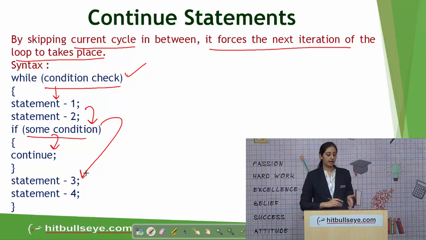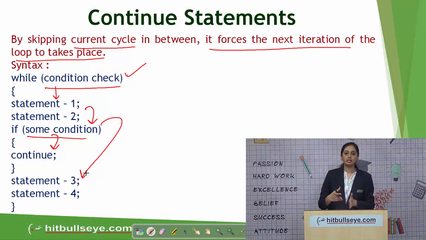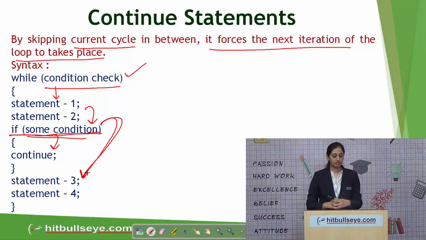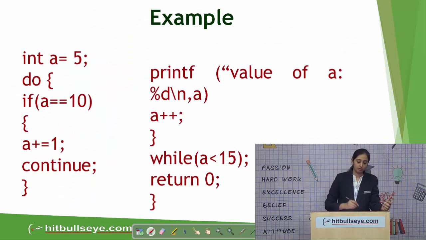So this says that in the while loop, if the while loop has the condition check, right? If the condition becomes true, it will execute statement 1 and statement 2, right? And further inside the while loop there is an if loop, and again if the if loop condition is satisfied, it will continue. It will continue means it will skip that part again. And if the if loop condition becomes false, then it will go for statements 3 and 4 for the execution, right? So now let's clear this concept with the help of an example.